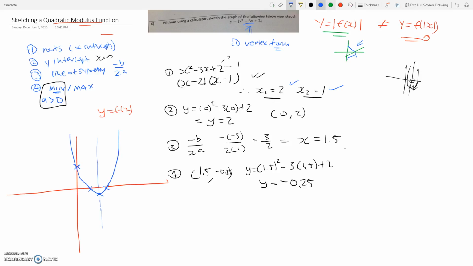There you go. Remember, as I said earlier, for modulus of f of x, you reflect anything below the x-axis above it. So this is below, so you reflect that. So it's above it, therefore you can get rid of this bit. Let me get the eraser. You can get rid of anything below that bit. That right there would give you a good sketch. Remember to label these points. So this is 0, 2, this is 1, 0, this is 2, 0, and now you know this point, which is 1.5, 0.25, as this has been reflected above. So that's basically how you draw or sketch a quadratic modulus function.